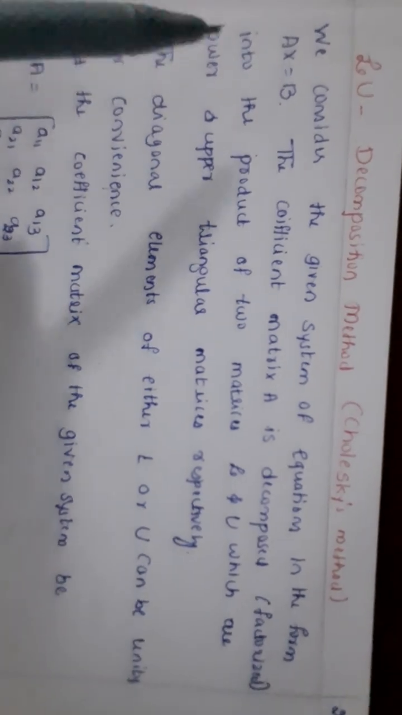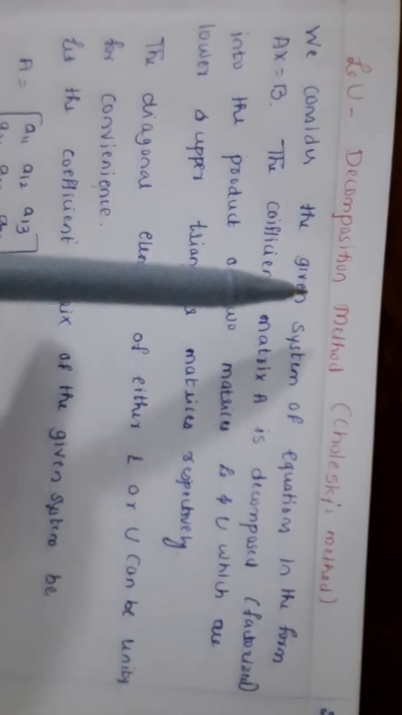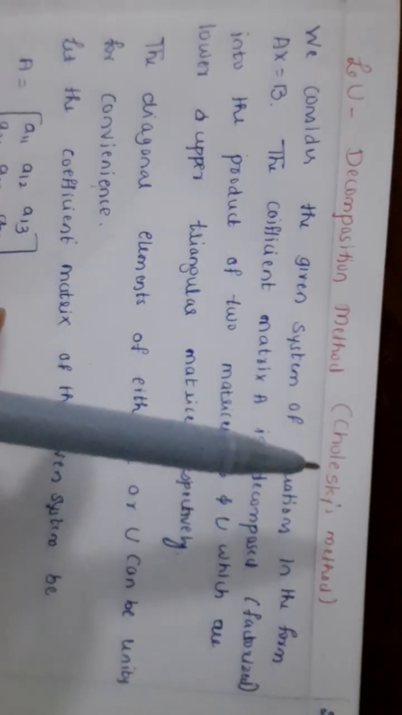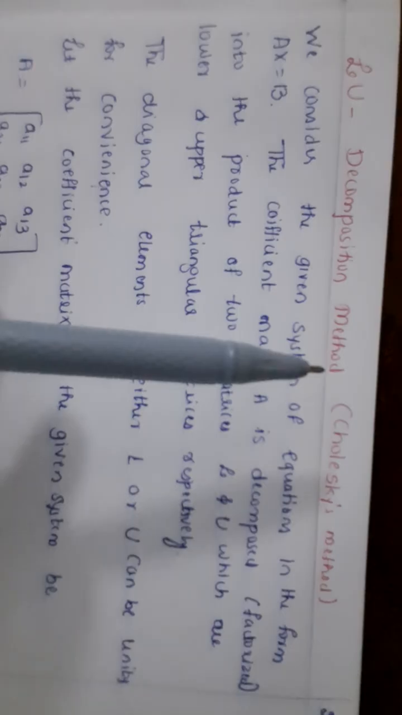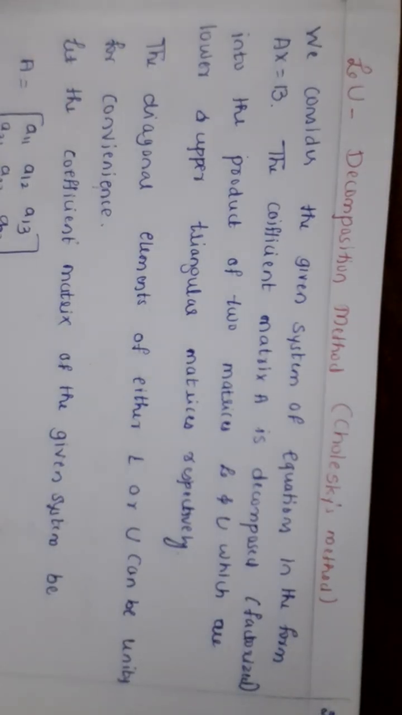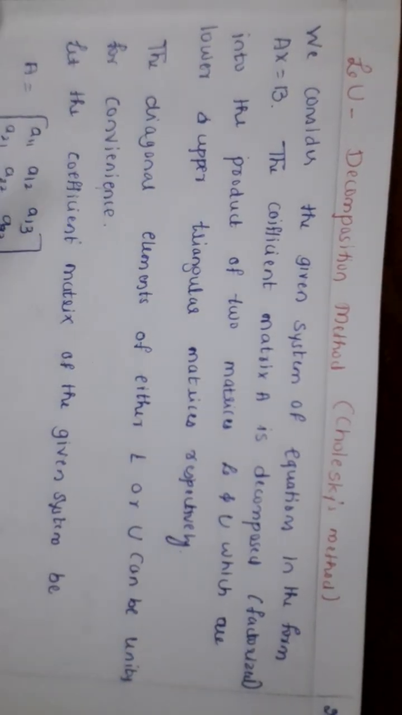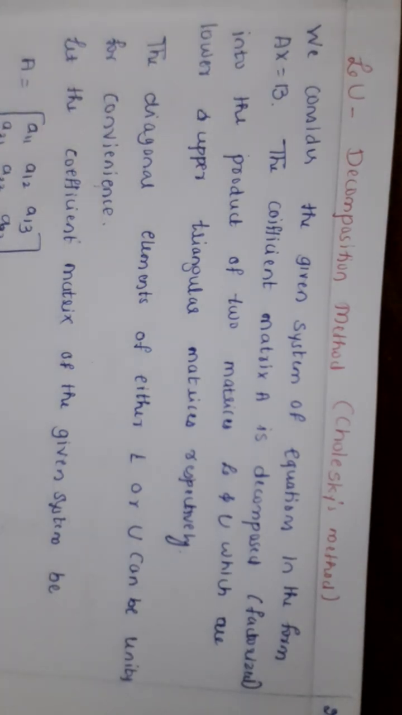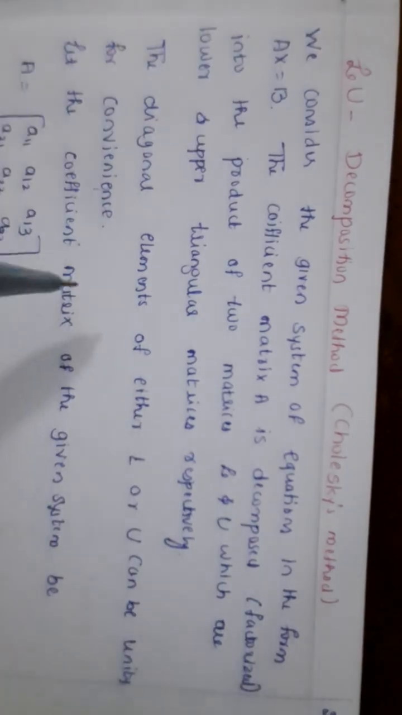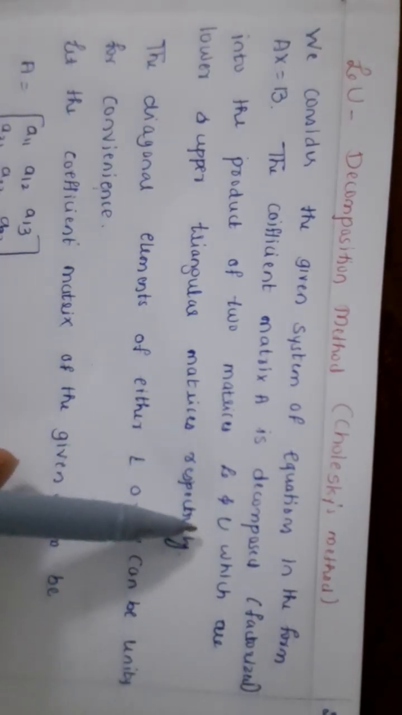In today's discussion, I'm going to talk about the LU decomposition method. It's also called Cholesky's method. Here in this method, we consider a system of equations in the form AX = B, and then we try to find the value of the unknowns, that is X. We reduce the given system of equations into AX = B, and that A we write in terms of a lower and upper triangular matrix.